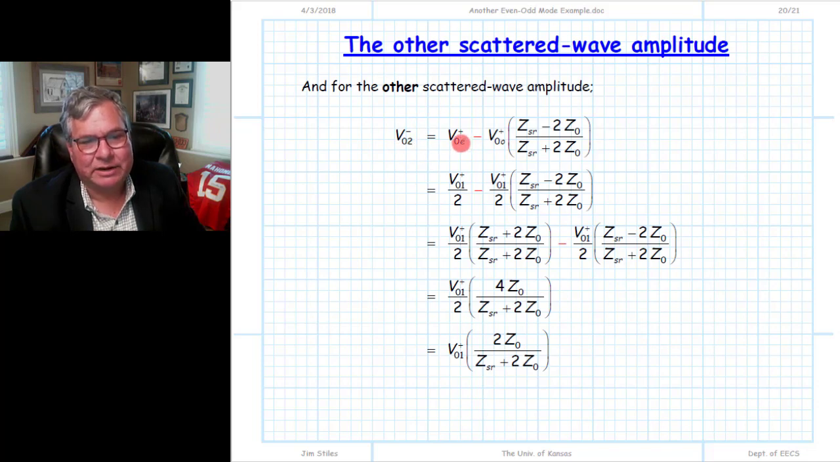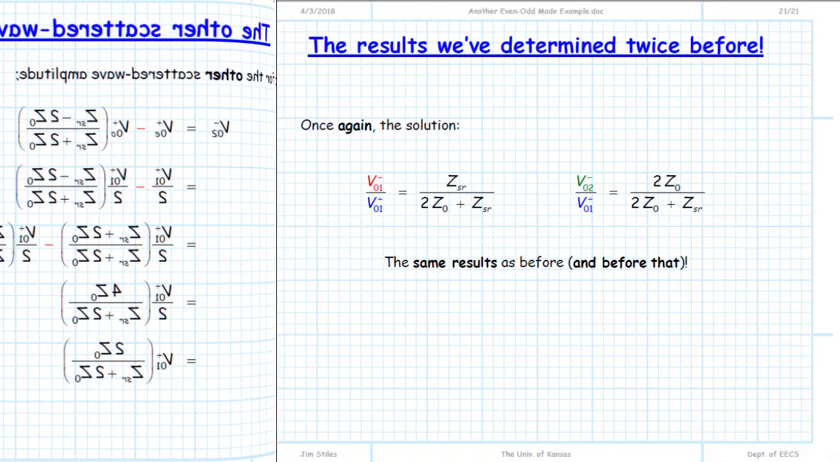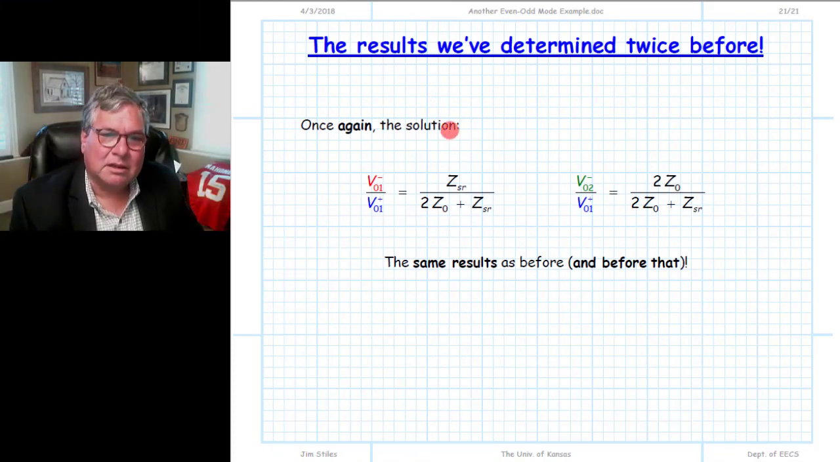To determine it, we need to insert the value for the even mode plus wave and the odd mode plus wave, which again are the same values. We insert that here. Keep in mind this is a minus sign, where before it was a plus for the V01 minus, but now it's a minus, and so we insert the values and do algebra, and we get this result, which is a different result than we had for V01 minus.